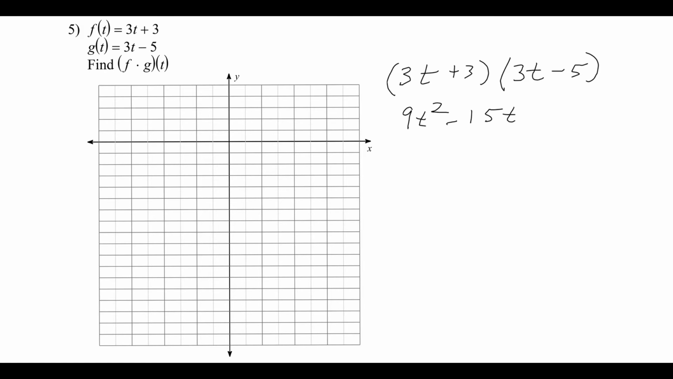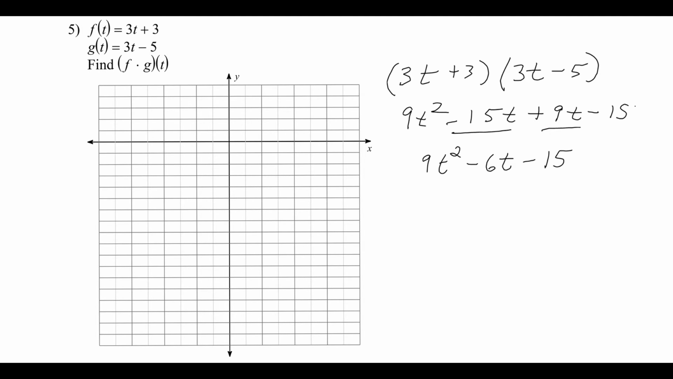Now we're going to hit the 3 with the 3t and the negative 5. So that would be 9t and then minus 15. And then you'll notice that these two are the same type of term, so we're going to leave the 9t squared, and then we're going to have minus 6t, and then minus 15. So you can see here that these two things combined to make that. Negative 15 and positive 9 makes negative 6.